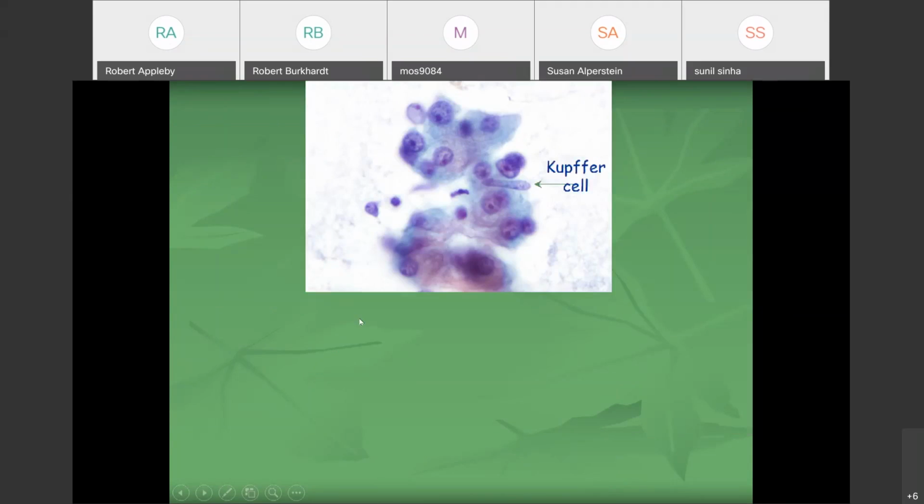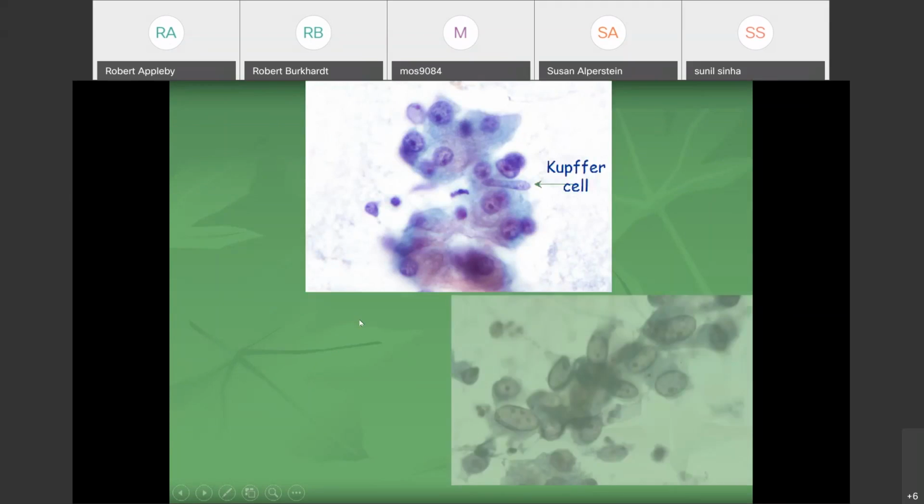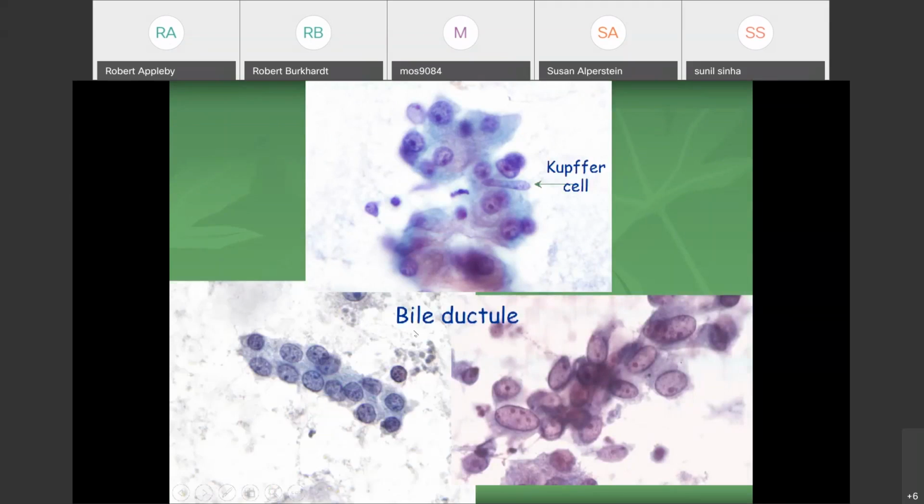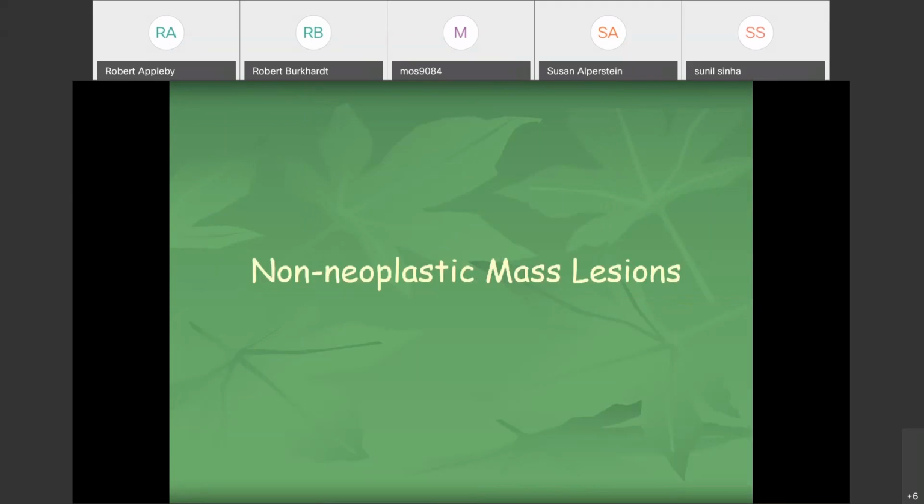And this is a cover cell. And those ductules are bile ductules. So mass lesion is not tumor.